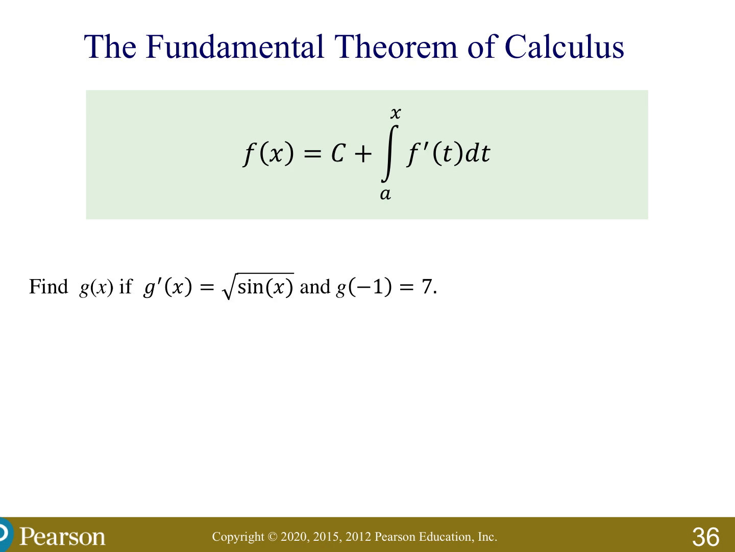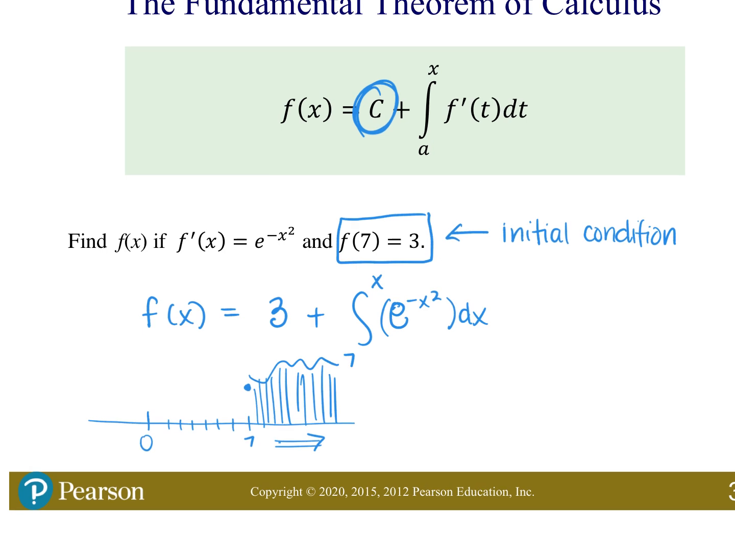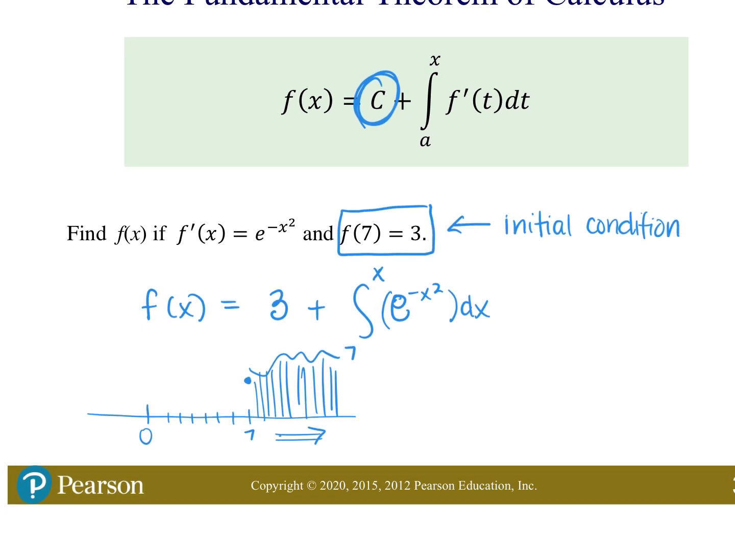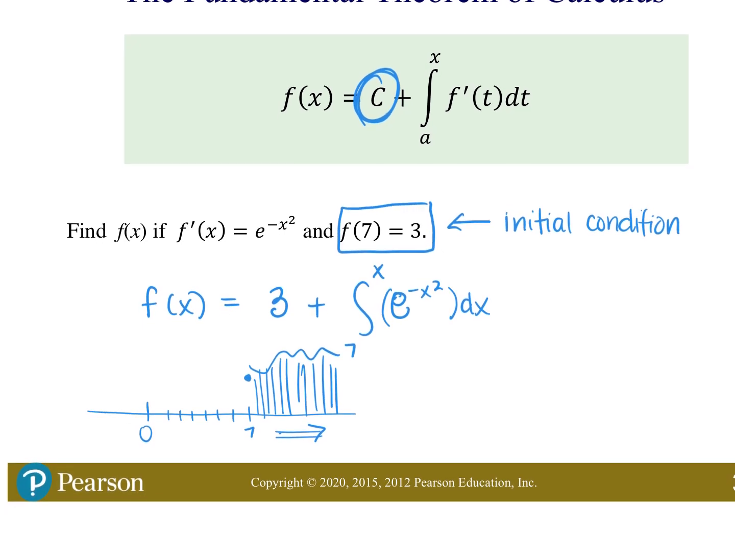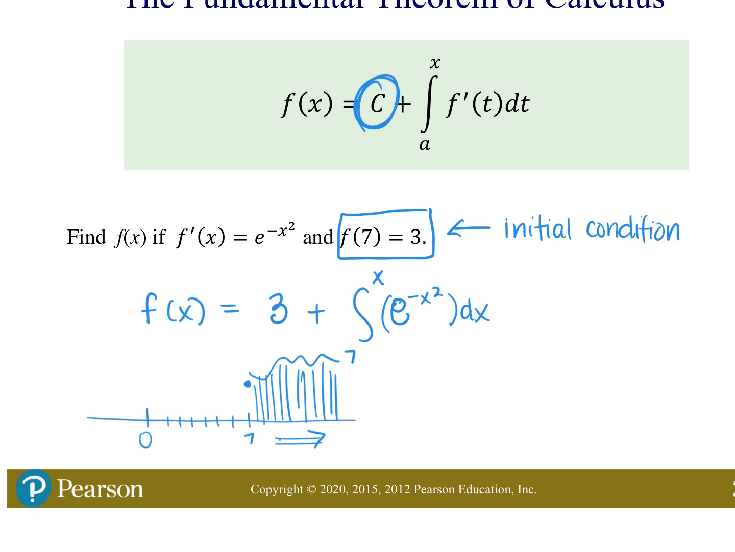Find g of x if... They just want us to find, to write an f of x. Now, what if they said, find f of 10? Then actually do something. Well, once you have the f of x, you can plug in the number 10. What does it mean? It means you're going and stopping at 10. And then how much do you get by the time you get up to 10?